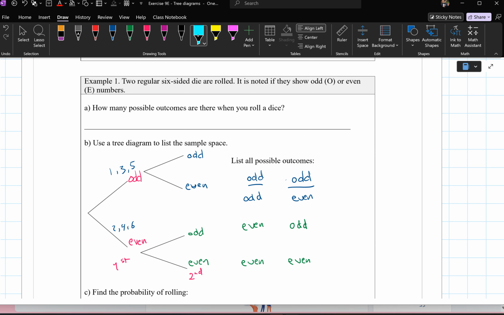It depends on the question. If the question says, what's the chances of getting even on the first dice and then odd on the second, then there's only one possibility. But if they ask you, what's the chances of getting an odd and an even? Well, there's two possibilities there. You could get odd first then even, or you can get even then odd.